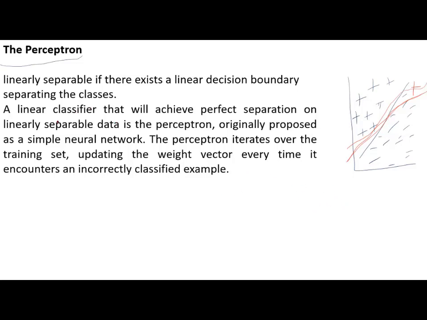Now, a linear classifier that will achieve perfect separation on linearly separable data is the perceptron. The perceptron is the perfect classifier method. Perceptron was originally proposed as a simple neural network. The perceptron iterates over the training set, updating the weight vector every time it encounters an incorrectly classified example. So this is called perceptron, my dear friends, right?